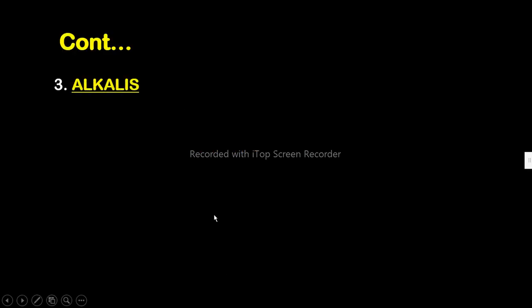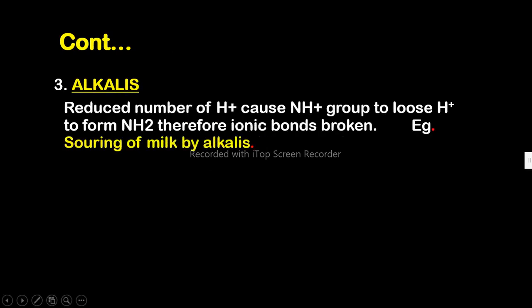Yes, alkali. And this alkali will produce the OH ions, which will react with the amino group to form undissociated, unreacted ammonia, which also interrupts the ionic bonds. And what will happen? The milk will sour. The protein is denatured and the milk sours.